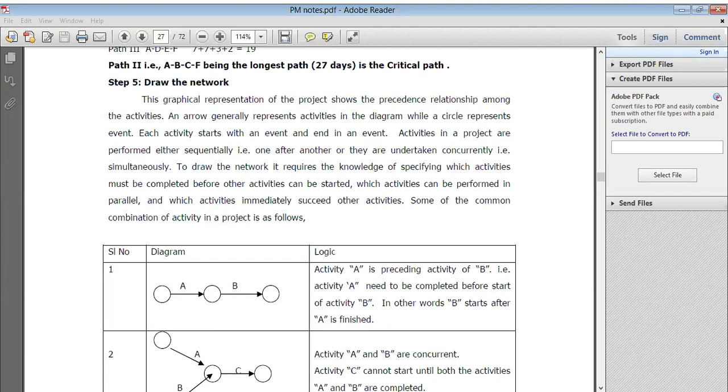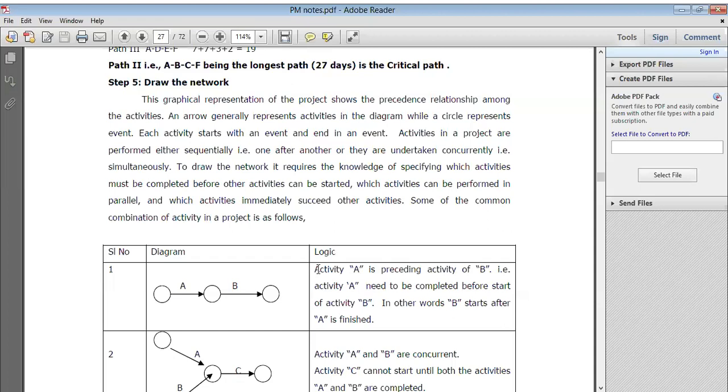Okay, fine. See, the graphical representation of the project shows the precedence relationship among the activities. Every figure and every symbol is related to each of them, right? Every relation is mentioned here. An arrow generally represents an activity in the diagram, while a circle represents an event. We have just mentioned the circle and arrow, so it is easy to calculate the critical path.